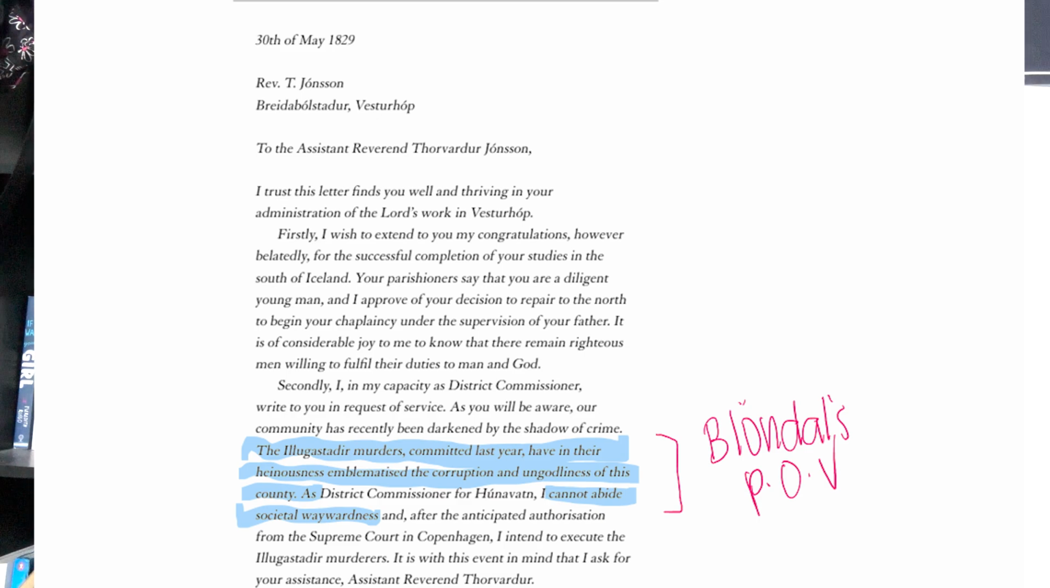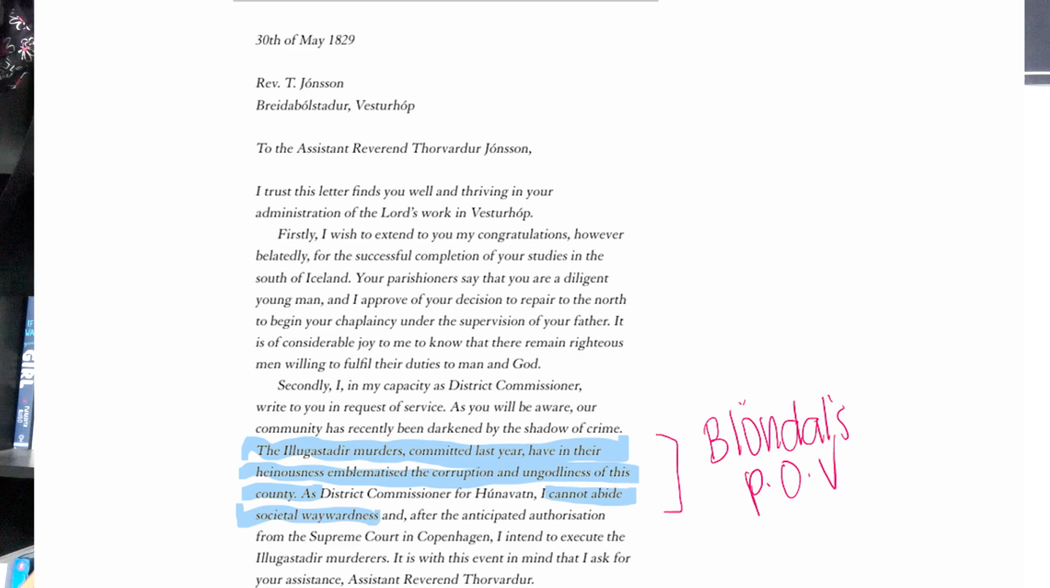We have to remember that this is a letter from Bjondel. So realistically, we're supposed to think of this as a really reliable insight into his attitudes and his values and his beliefs, remembering that those are three separate entities. So through this, we see that he has referred to the murders as being societal waywardness. So they are not what he stands by. And we don't yet really have insight into the problematic nature of this character.